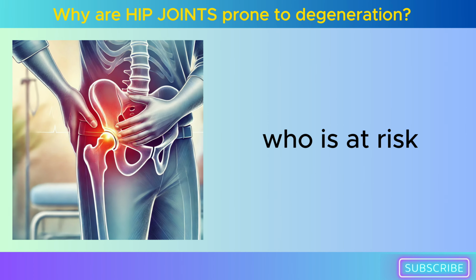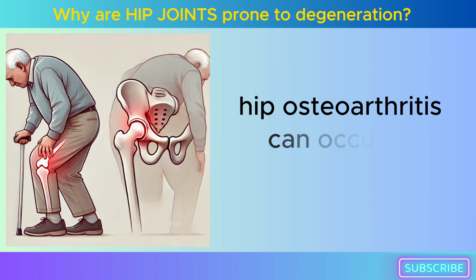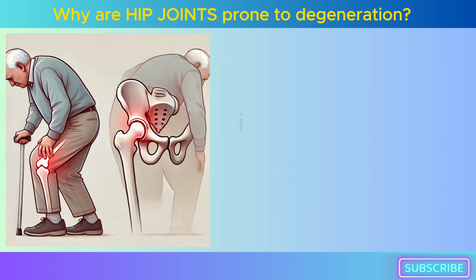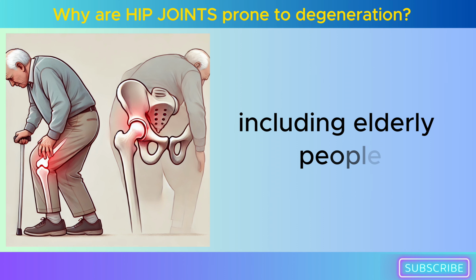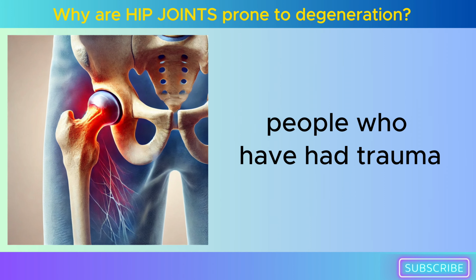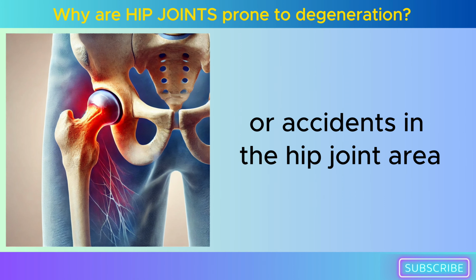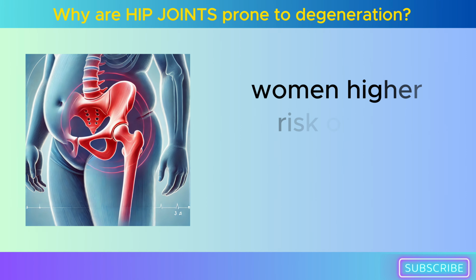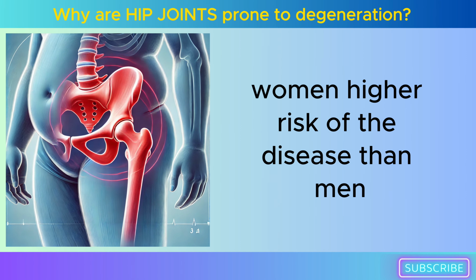Who is at risk? Hip osteoarthritis can occur in anyone, but some groups are more susceptible to the disease, including elderly people, people who have had trauma or accidents in the hip joint area, people with a history of hip arthritis, and women, who have a higher risk of the disease than men.